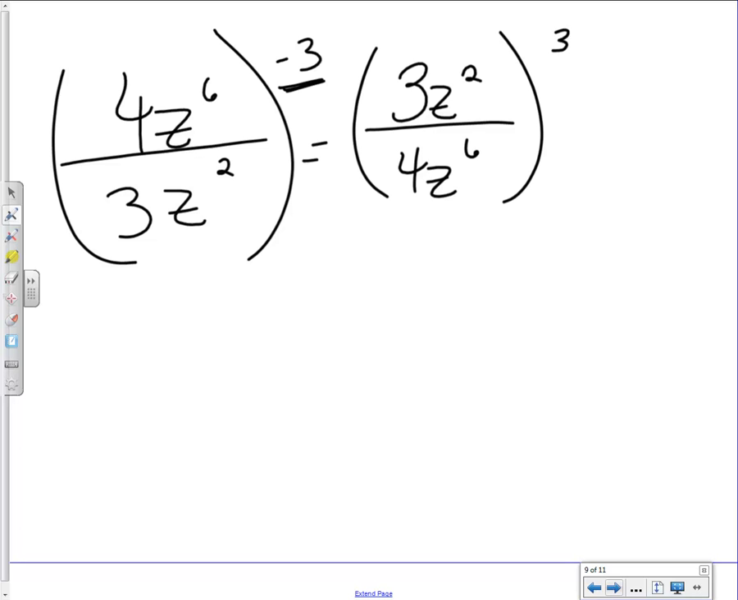I want you to see here that these are all separate pieces. I could put a little dot between them. I wrote them kind of close, but I'll show you that they're separate pieces. So there's 4 pieces: the 3, the z squared, the 4, and the z to the 6th. The 3rd power goes to each of those 4 pieces. So this is what I have.